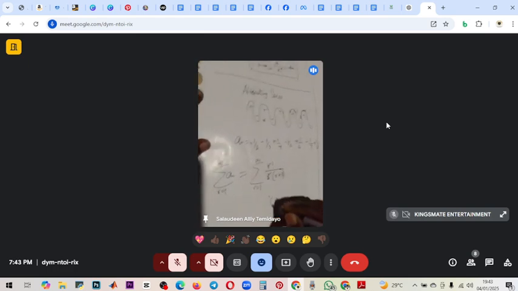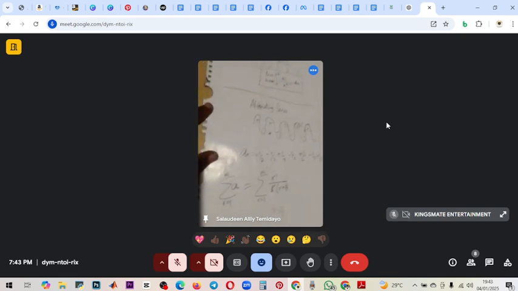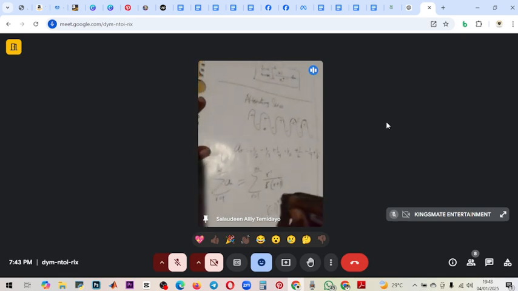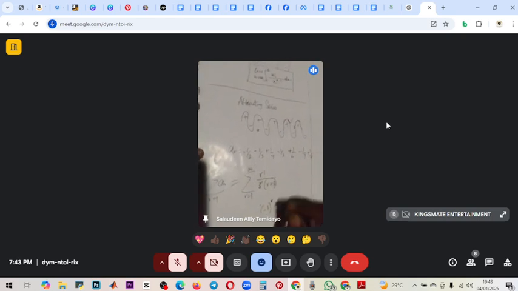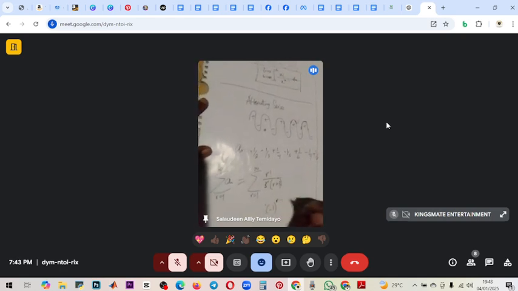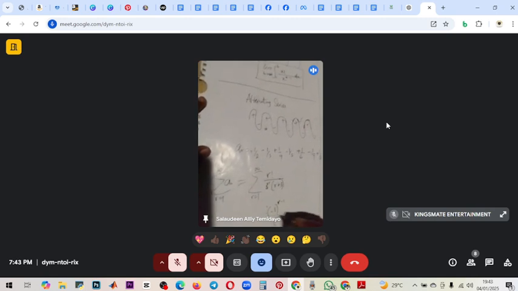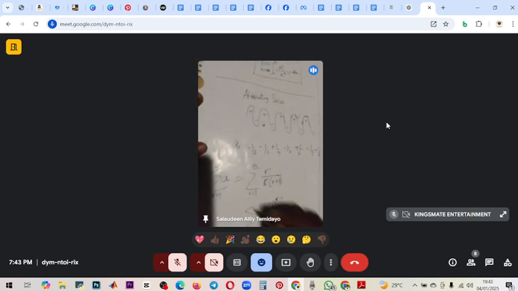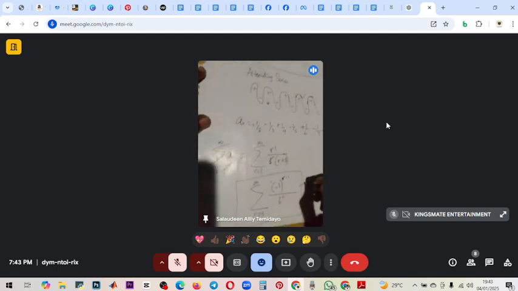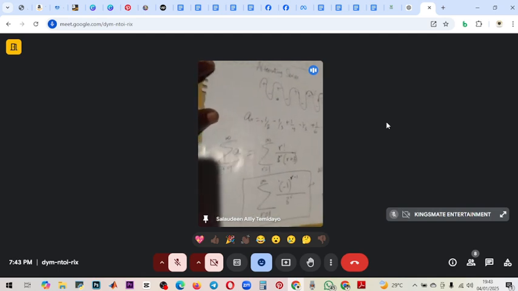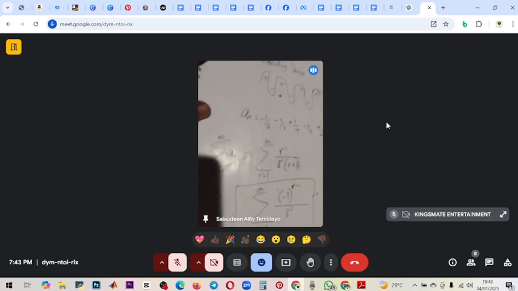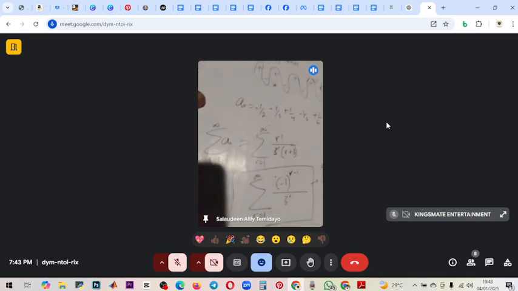That means the series is going to be starting with minus 1 raised to power something. So whenever a series is having minus 1 raised to power, maybe r minus 1 all over 3 raised to power r, starting from 1 to infinity, just know that this is an alternating series. Why? Because it is starting from minus 1.